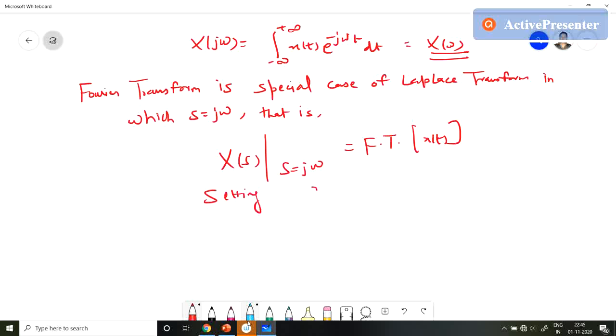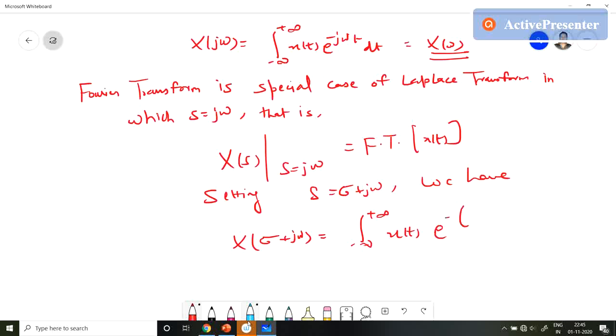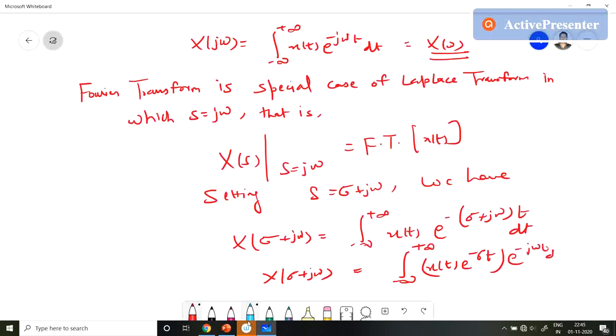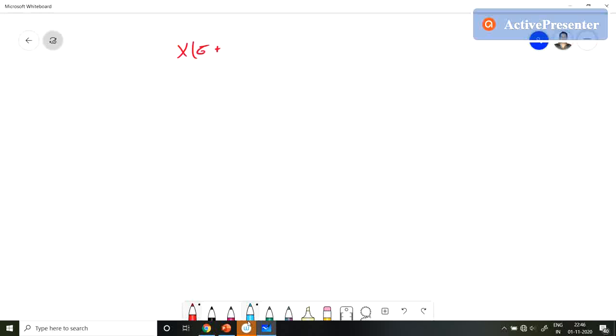Setting s equal to sigma plus j omega, instead of only j omega, what can we obtain? X(sigma plus j omega) equals integral from minus infinity to plus infinity of x(t) e raised to the power minus (sigma plus j omega) t dt, which equals integral of x(t) e raised to the power minus sigma t e raised to the power minus j omega t dt. Please understand that this is simply written as the Fourier transform of x(t) e raised to the power minus sigma t.